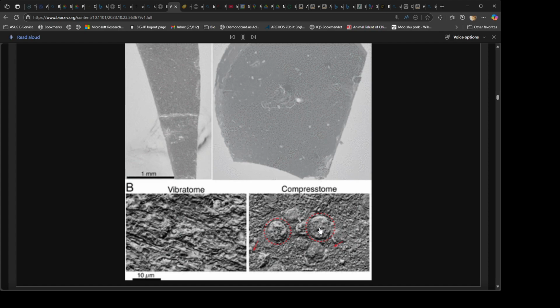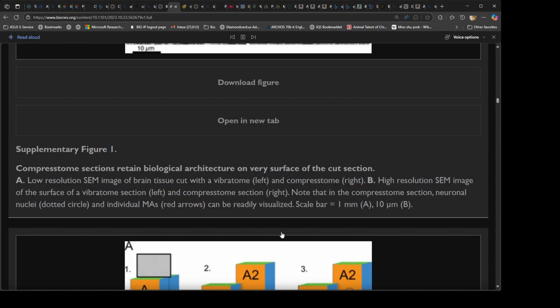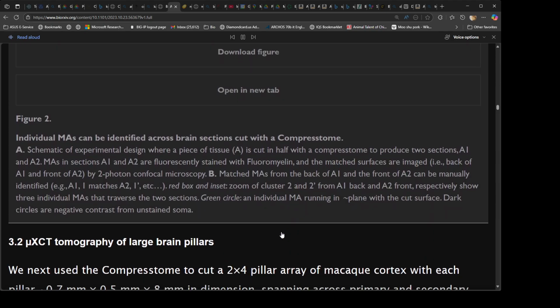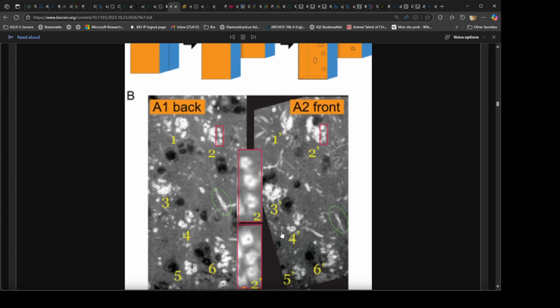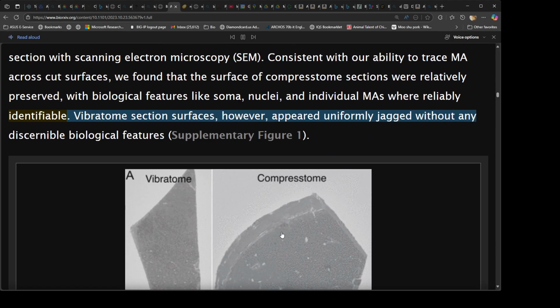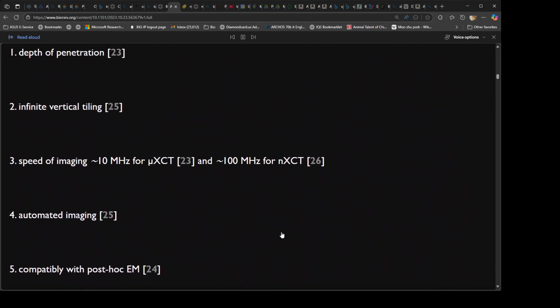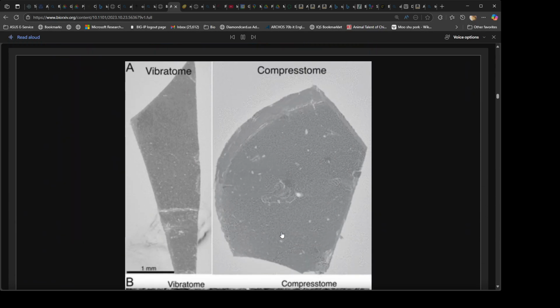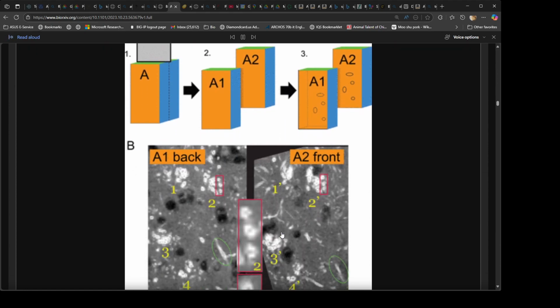We next compared the relative surface integrity of a standard vibratome and compresstome brain section with scanning electron microscopy, SEM. Consistent with our ability to trace MA across cut surfaces, we found that the surface of compresstome sections were relatively preserved, with biological features like soma, nuclei, and individual MAs reliably identifiable. Vibratome section surfaces, however, appeared uniformly jagged without any discernible biological features. Supplementary Figure 1.